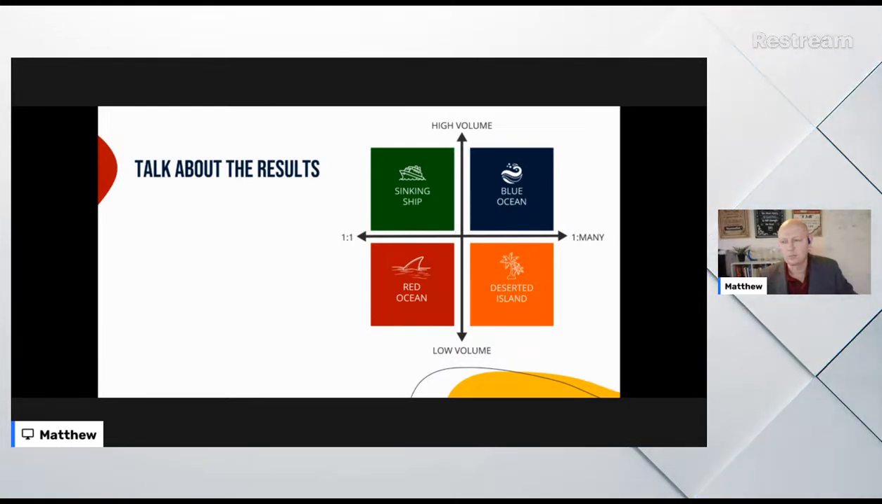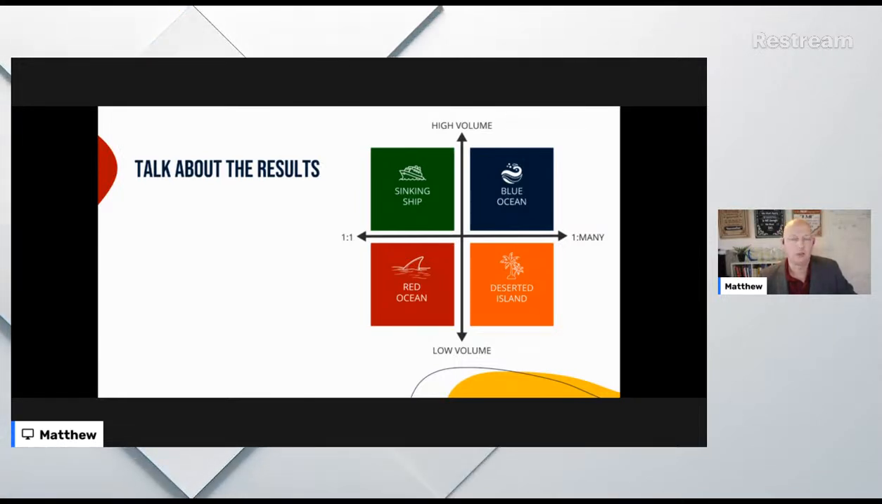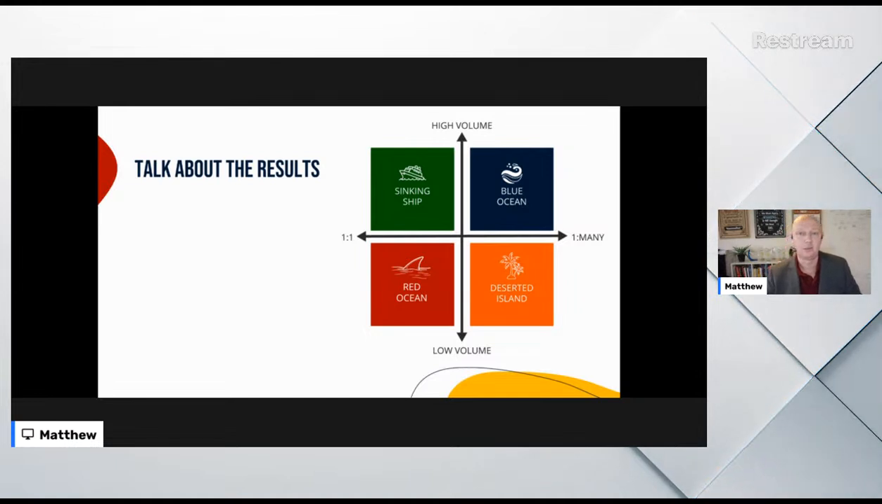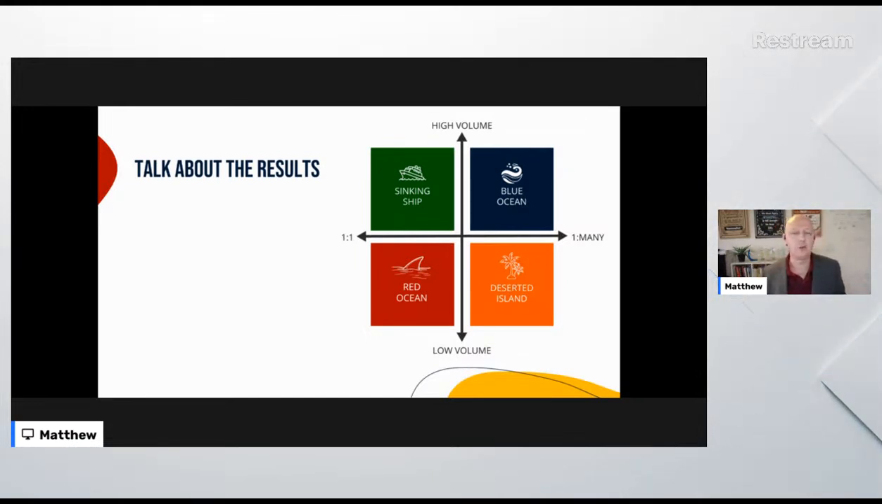delivering one-to-one. Or they move into the sinking ship where they're generating a high volume of clients, but they're still doing one-to-one. And as a result, they're at risk of burnout. Or they're delivering one-to-many, but got a low volume of clients and they're sitting on that deserted island. Okay, so there we go. So that's a visual model just explaining some of the results that we can provide. Very quickly, clearly, you can see how that works out.